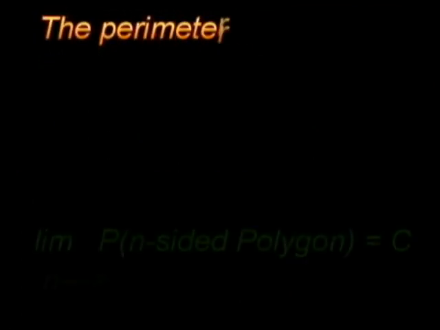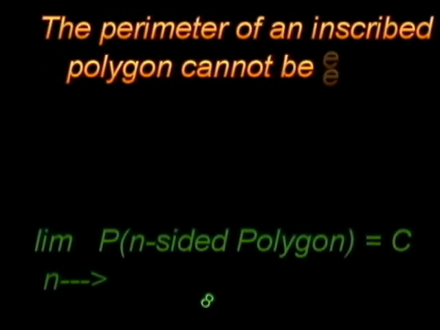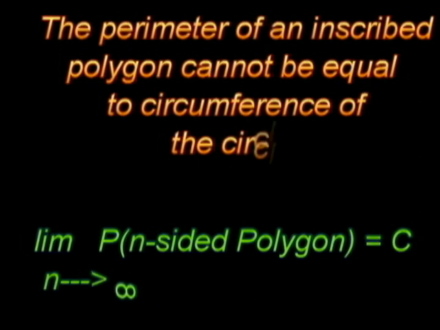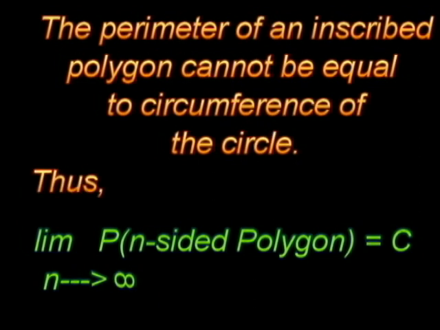We can say that the perimeter of an inscribed polygon cannot be equal to the circumference of the circle, or in short, the limit of the perimeter of the polygon as n approaches infinity is the circumference.